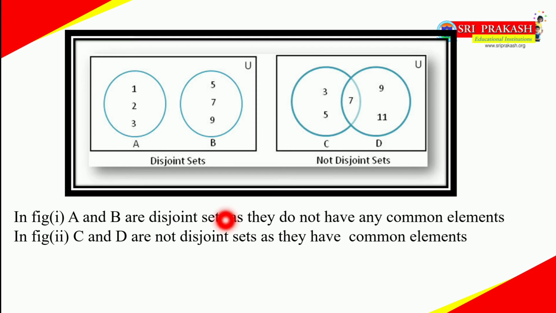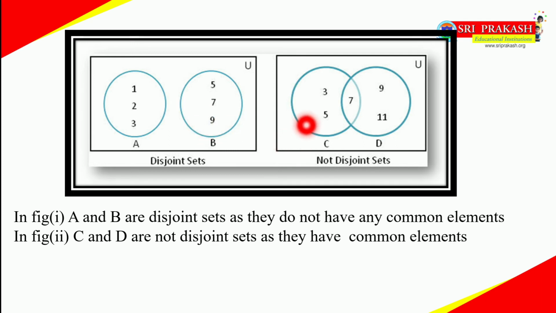Now let us see an example. Here, if you observe, there is a set A in which the elements are 1, 2, 3, and there is another set B in which the elements are 5, 7, 9. You can easily find that there are no common elements in A and B. That is why A and B are disjoint sets.